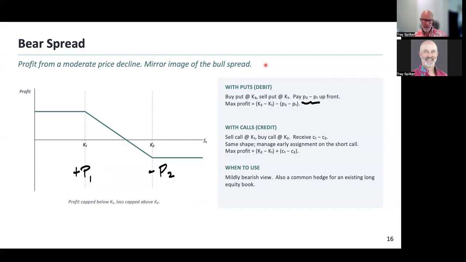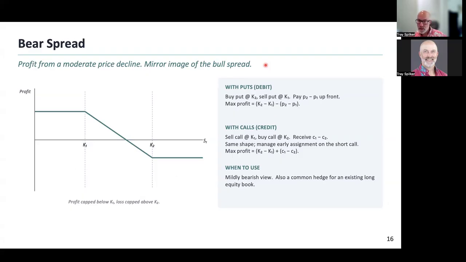So your max profit is going to take place when the share price is at or below K1, resulting in the difference between the two strike prices minus your net payout to put on this position.